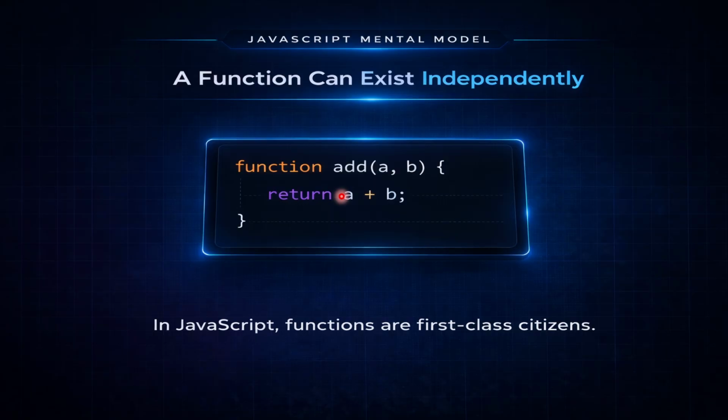In C#, it's the class who is the master, right? Class is the first class citizen when it comes to C#. But in JavaScript, function becomes the first class citizen. It has all the things which we need in order to run a web application.